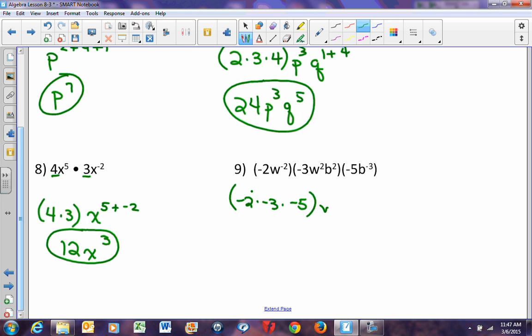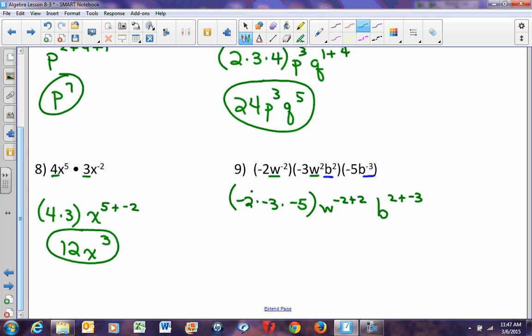I have a w to the negative 2 plus 2. Those are the only, there's my w's. Then I have b's here. I have a b to the 2nd and a b to the negative 3rd. So that gives me b to the 2 plus negative 3.